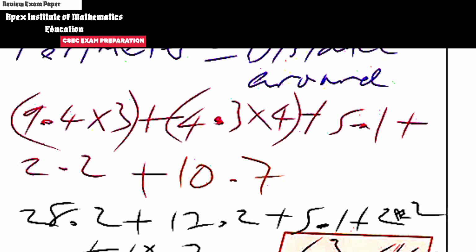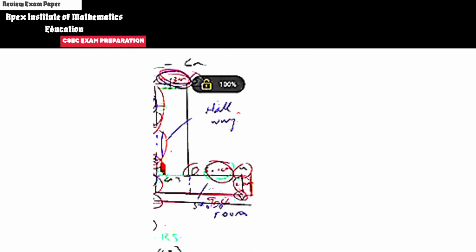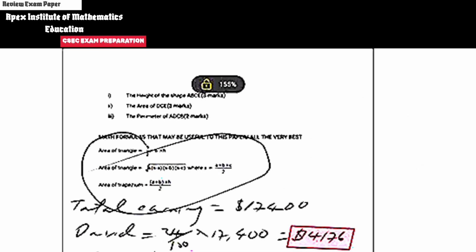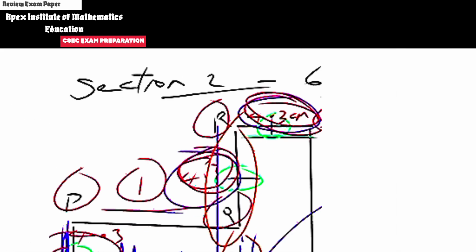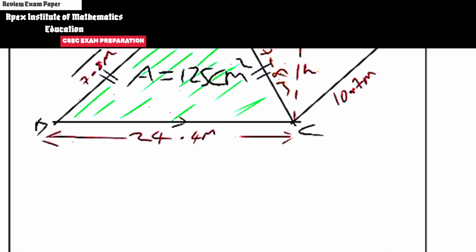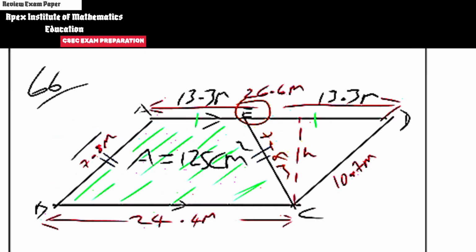So the first question that they had asked us then, ladies and gentlemen, let's pull that up on screen, is that we should find the height of the shape. They didn't tell us what shape, so we have to figure that out. We have to find the height of the shape ABCE. Let's find that shape, guys. ABCE. So let's see here. A, B, C, E. So they're asking us for the height of the trapezium.